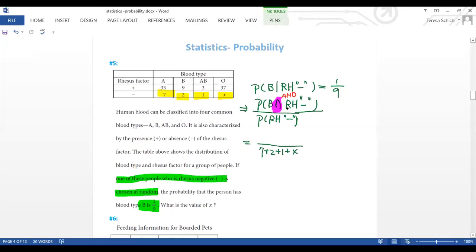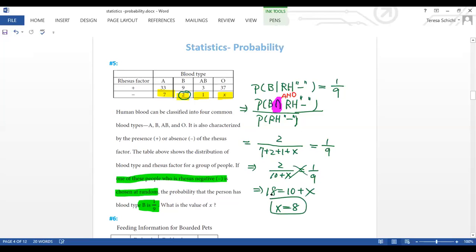Okay, take a look at the top here. So it's B and RH negative. So how many here? It's 2, right? So this number here is B and RH negative. So they said this is 1 over 9. So what is the X here? So this one here is 2 over 10 plus X equal to 1 over 9. Then you can do the cross product here. So it's 18 is equal to 10 plus X. So X equals 8.